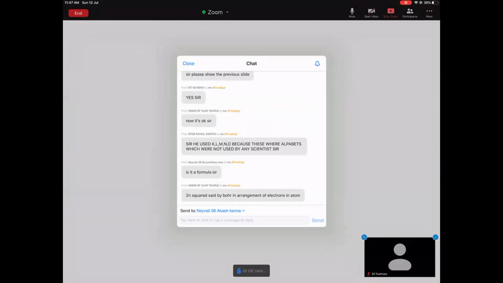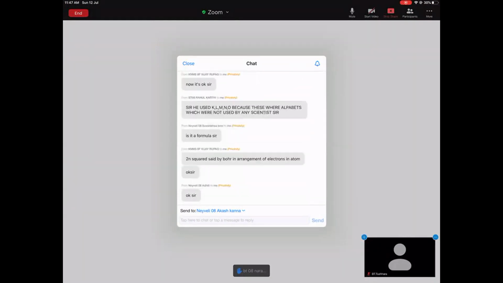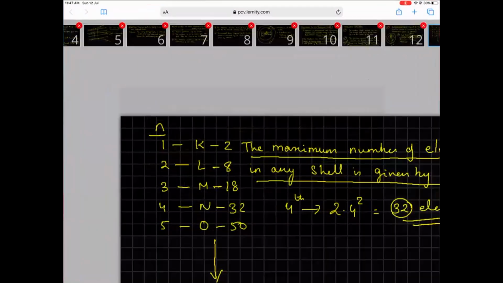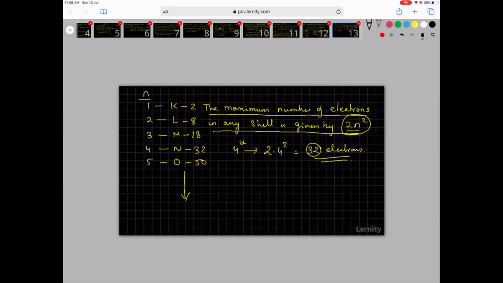Yes, 2n squared was given by Bohr for the arrangement of electrons. It's not actually just Bohr. It is actually called the Bohr-Bury scheme. There was another scientist by the name Bury, and together they gave this particular model. Please understand that it is not just one person who is doing it. There are many people involved in it. I am just telling you the essence of what it is.